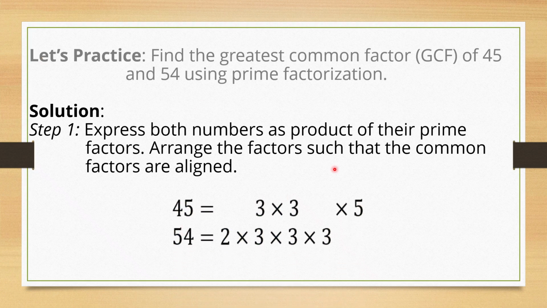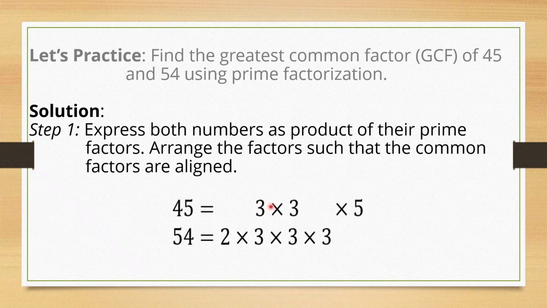Okay, 45: 3 times 3. You cannot have 2 because 45 is not divisible by 2. 3 times 3 equals 9. 9 times 5 equals 45. So you notice there is no even factor since 45 is not an even number. 54: here's 2 since this is divisible by 2 and is an even number. If you multiply that, 2 times 3 equals 6. 6 times 3 equals 18. 18 times 3 equals 54.